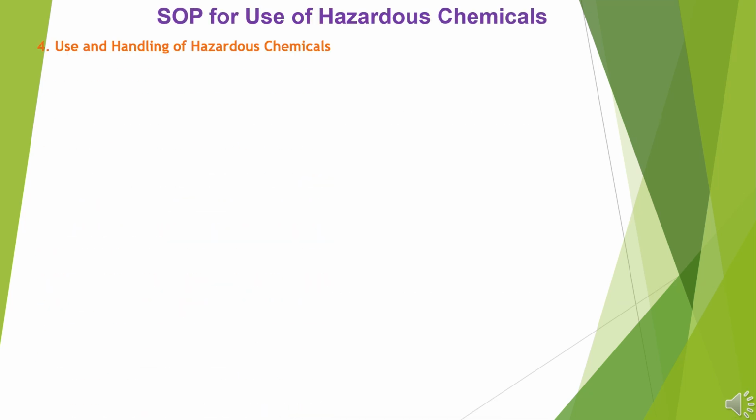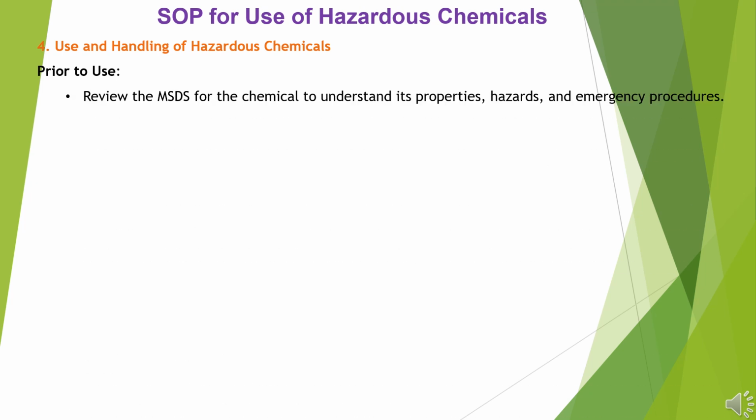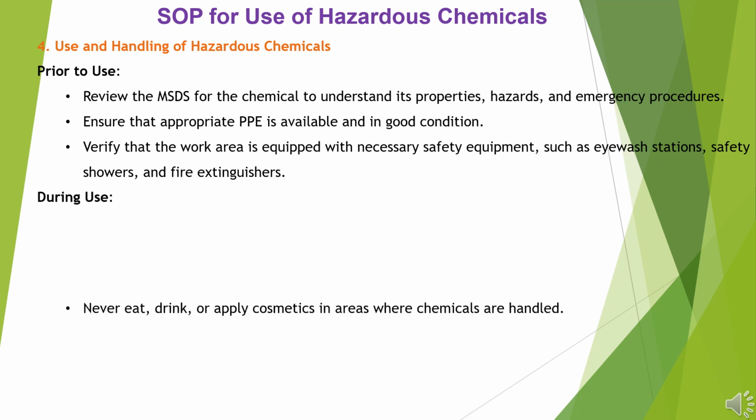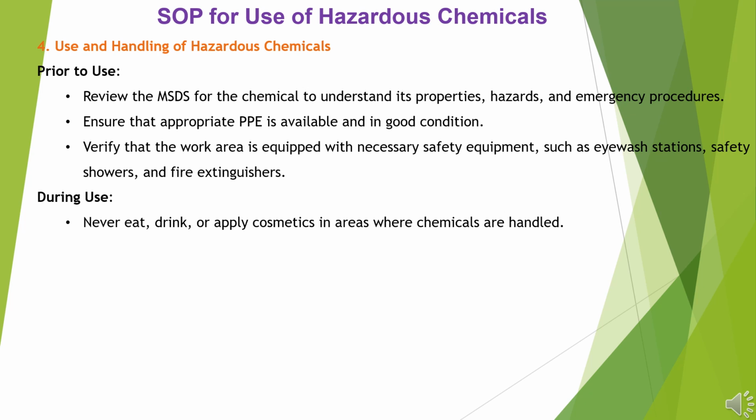4. Use and handling of hazardous chemicals. Prior to use, review the MSDS for the chemical to understand its properties, hazards, and emergency procedures. Ensure that appropriate PPE is available and in good condition. Verify that the work area is equipped with necessary safety equipment, such as eye wash stations, safety showers, and fire extinguishers. During use, never eat, drink, or apply cosmetics in areas where chemicals are handled.